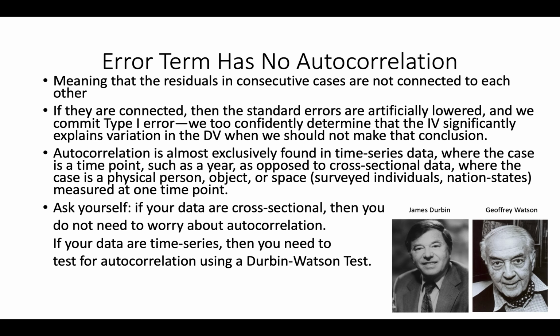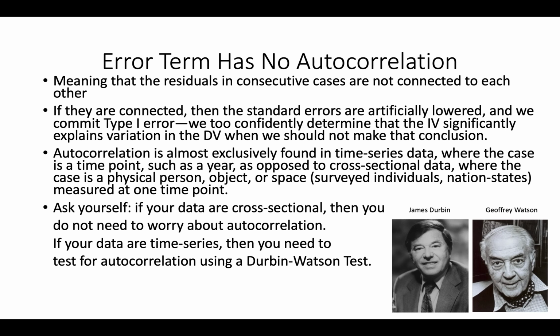Technically, we can diagnose autocorrelation through using the Durbin-Watson test. James Durbin and Geoffrey Watson are pictured at the bottom right of the screen. They were British and Australian statisticians, respectively, during the mid to late 20th century, and jointly invented this test. However, we can circumvent the test by asking a simple question. Is our data set cross-sectional or time series?